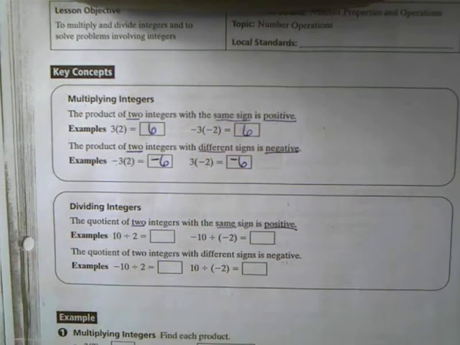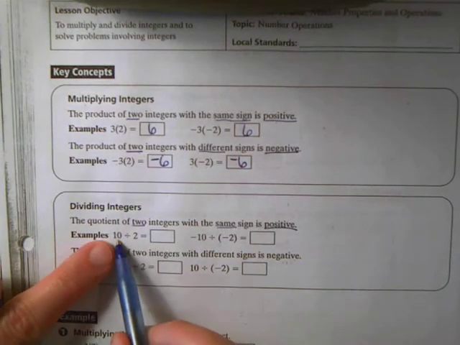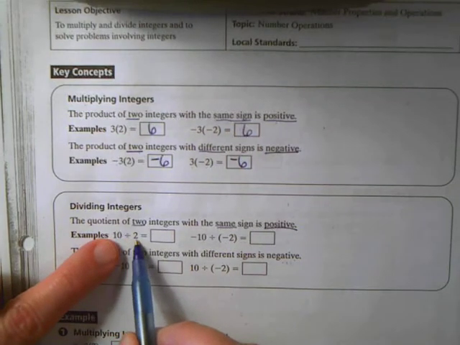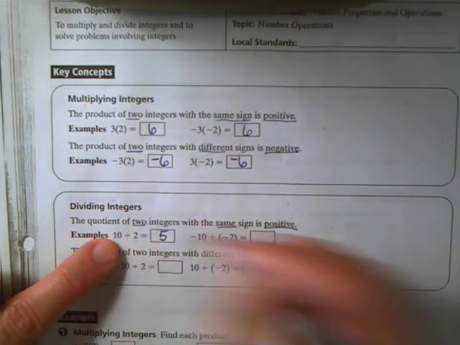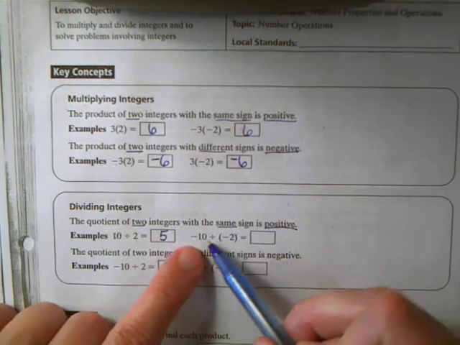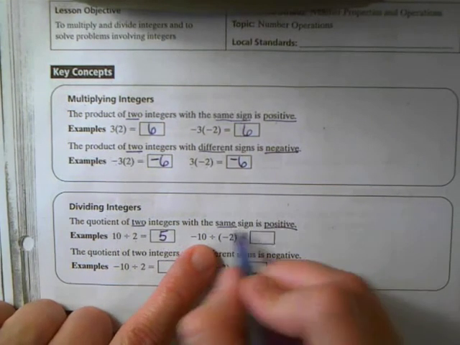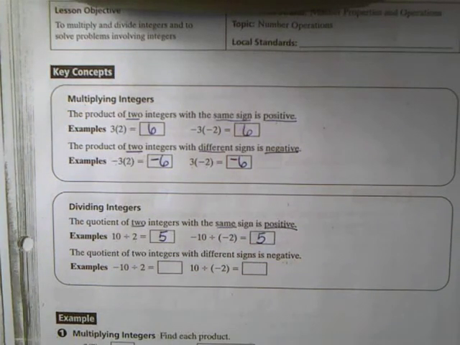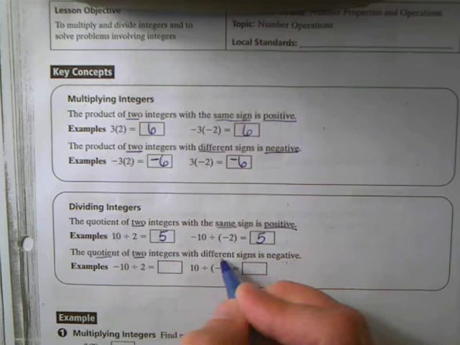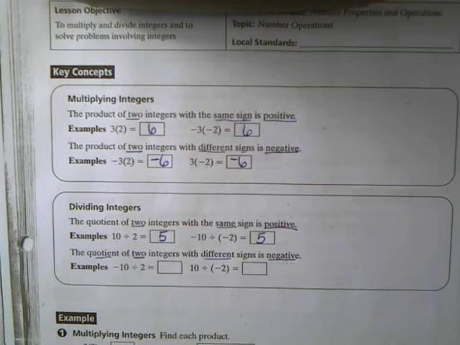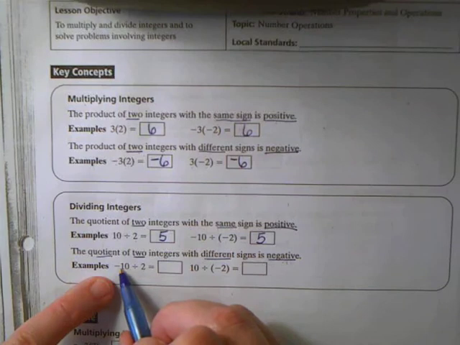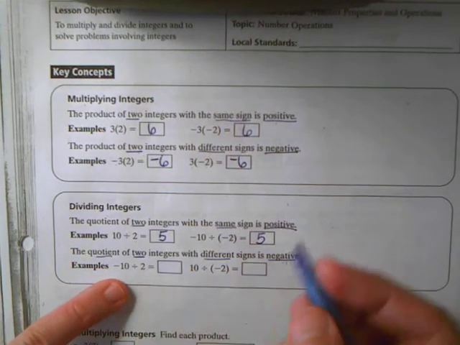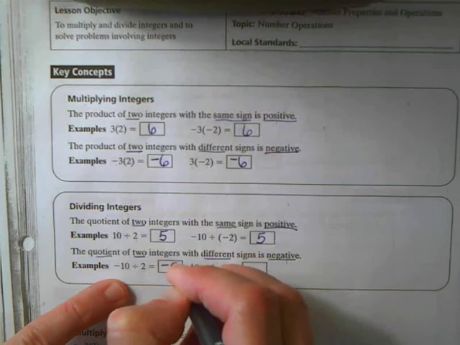So that's very much like the multiplication rules as well. So +10 divided by +2 gives me +5. Nothing's changed on that. -10 divided by -2, the signs are the same, so that gives me an answer, or a quotient, of 5. The quotient of two integers with different signs is negative.